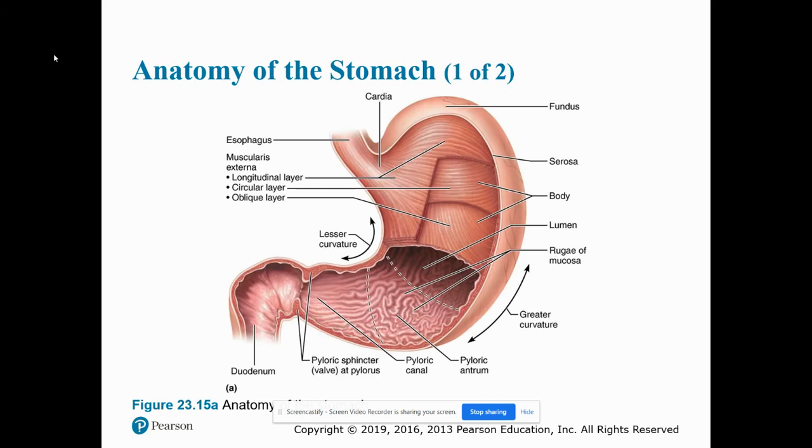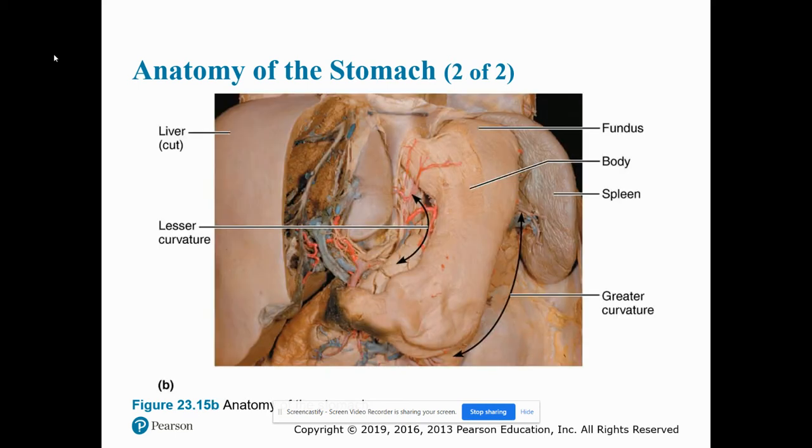I didn't go over the layers and the actual parts of the stomach. That's something that you will do in lab. This is also a stomach. This is a human stomach. And again, you go over the parts of this in lab.